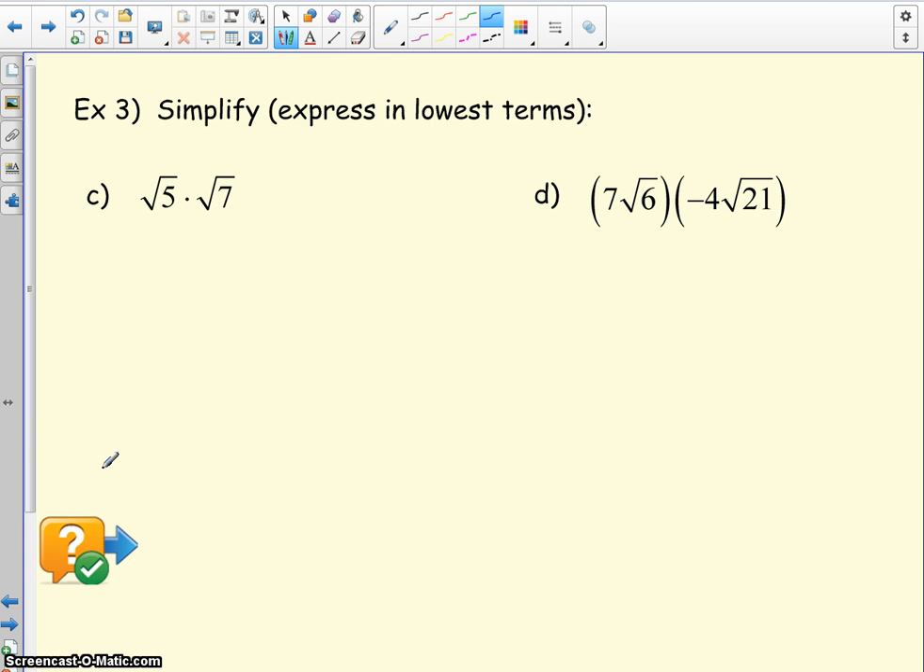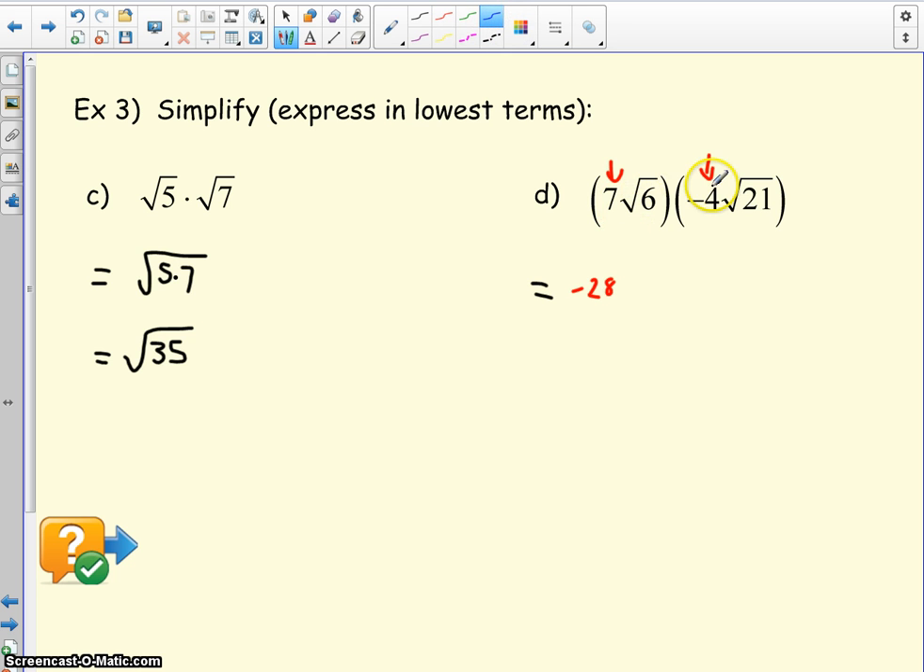So now we're going to look at the multiplication. So we've got square root of 5 times square root of 7. Using our product rule from one of the opening slides, this is going to be the square root of 5 times 7, which is going to be the square root of 35. And for the one over here, we have got coefficients to multiply and roots to multiply. So I'm going to do it piece by piece. Start with the coefficients. So I'm going to have 7 times negative 4, which will give me negative 28.